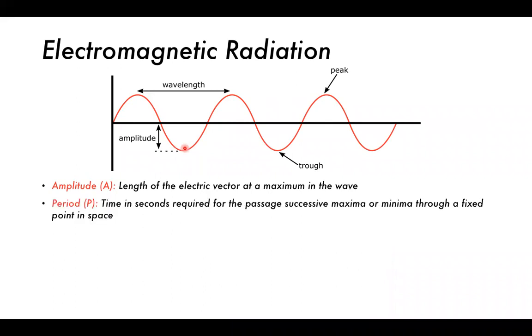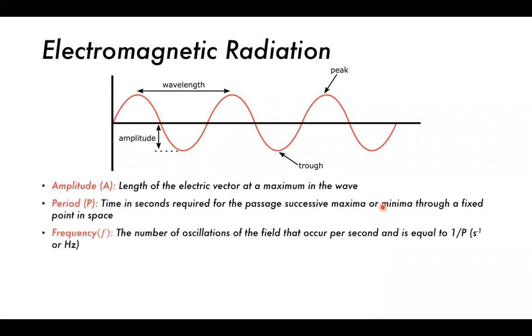The period is the time in seconds required for the passage of successive maxima or minima through a fixed point in space. The frequency f is the number of oscillations of the field that occur per second and is equal to 1 over p, the period. And this is given the unit of reciprocal seconds or hertz. Reciprocal seconds can also be read as per second. And so this is the number of oscillations.